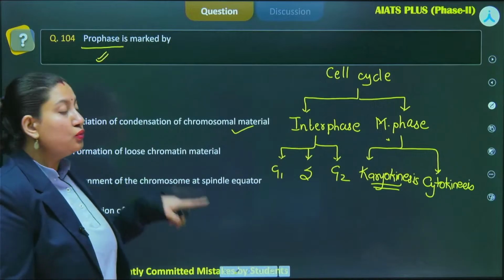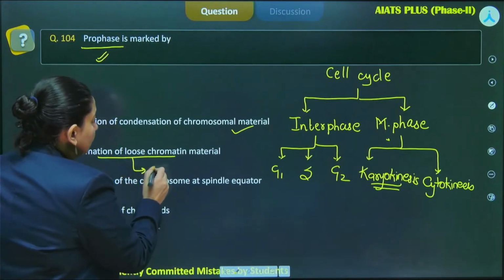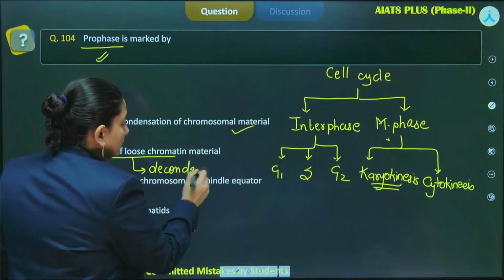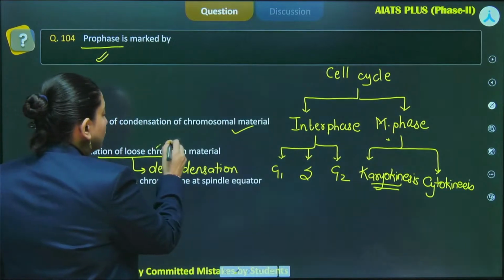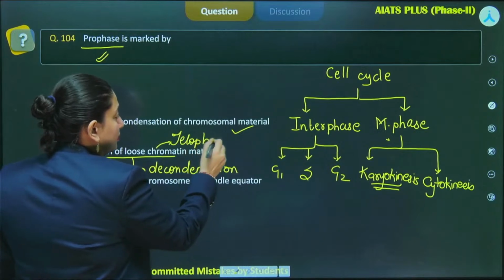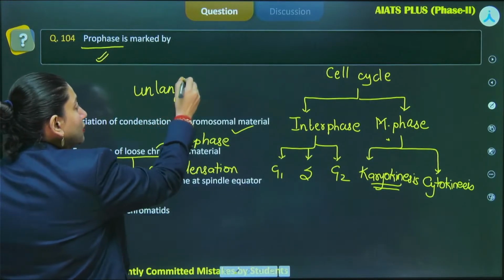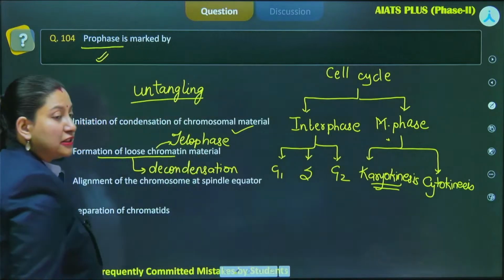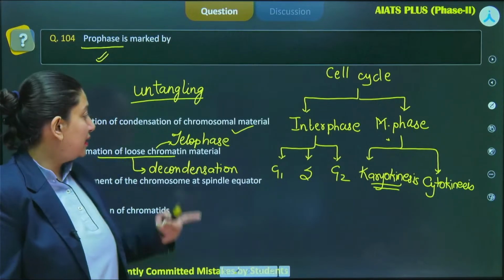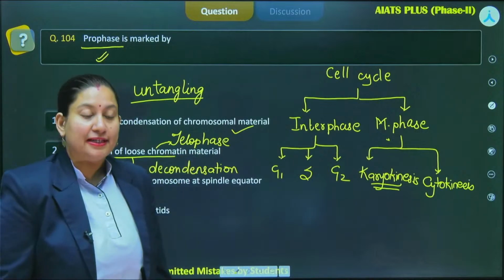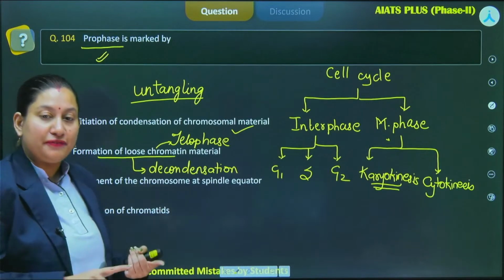Then it says formation of loose chromatin material. When we say it is the formation of loose chromatin material, that means rather than condensation, we talk about decondensation. And this particular event is a characteristic feature of telophase, right? So here during prophase, untangling occurs, right? This is a line that's specifically mentioned in NCERT, that the chromosomal material untangles so that it could condense further properly. But on the contrary, over here in telophase, it gets detangled again, getting back into the chromatin phase, which used to be there in the interphase, right?